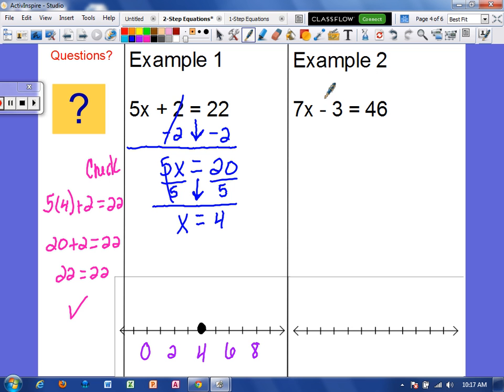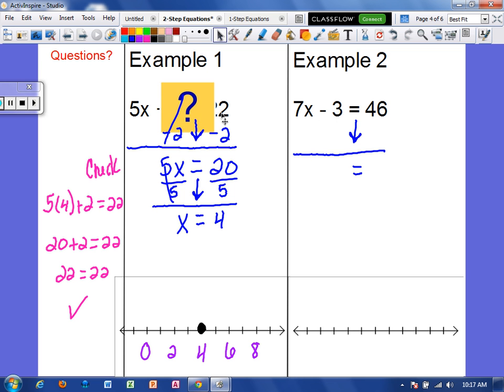All right, example 2, 7x minus 3 equals 46. So I'm going to separate the left and right side of the equation. Now the first number that I want to take care of is the constant. So I want to take care of this 3. So I know some mystery value minus 3 equals 46. So I want to figure out what this mystery value is.